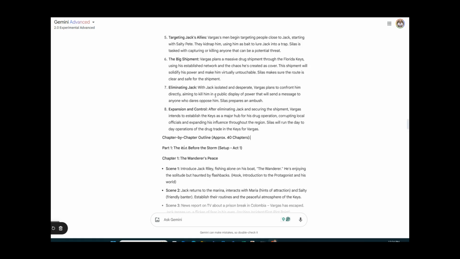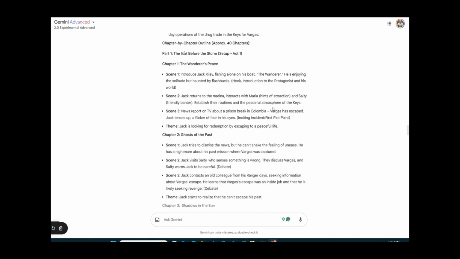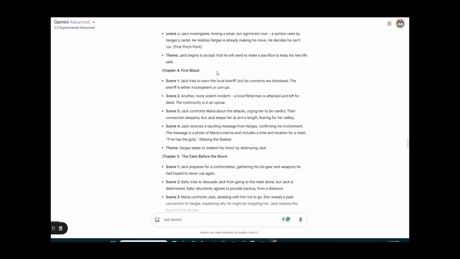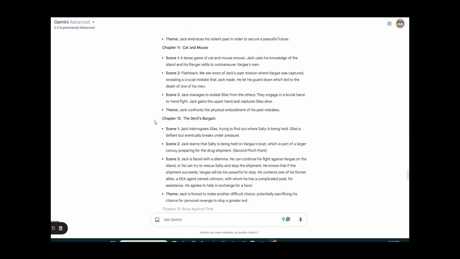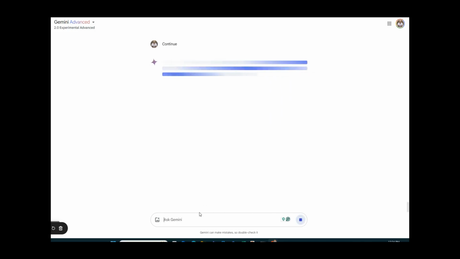Okay, we have the outline, approximately 40 chapters. That should be enough. Interesting. All right, so we're going to go through here. First Blood, a Rambo reference, perhaps. Great movie, great story. We have a lot of information. Looks like we ran out here. I'm going to say continue. We should get the rest of the outline.